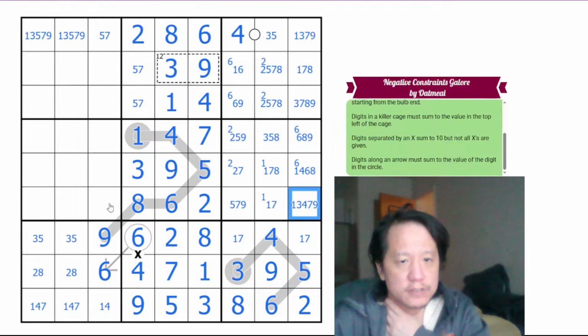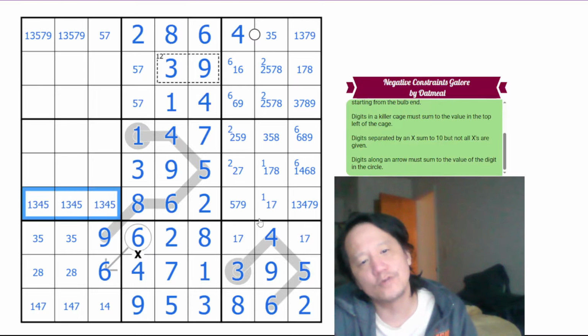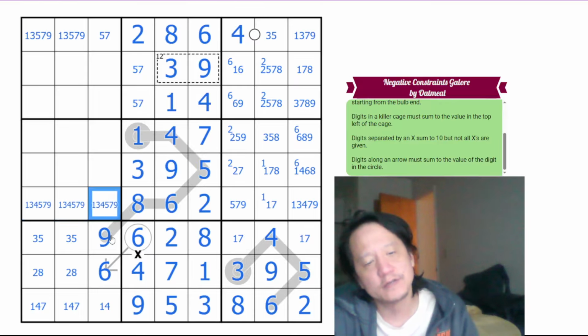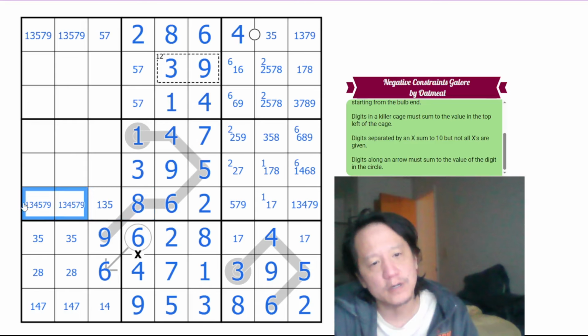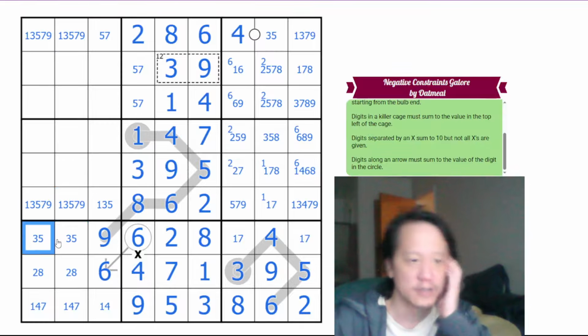Remaining digits in row 6: 1, 3, 4, 5, 7, 9. So no 9 here. No 7 because that's consecutive with 8. No 4 because that's in a 1 to 2 ratio with 8. 4 cannot be either of these cells, because they're consecutive with 3 or 5.